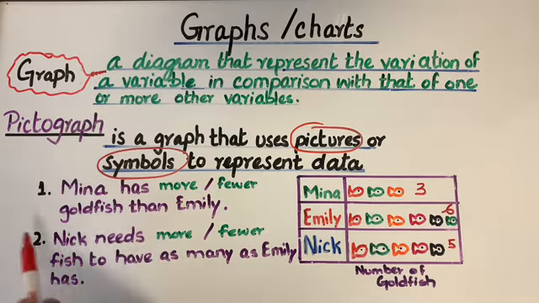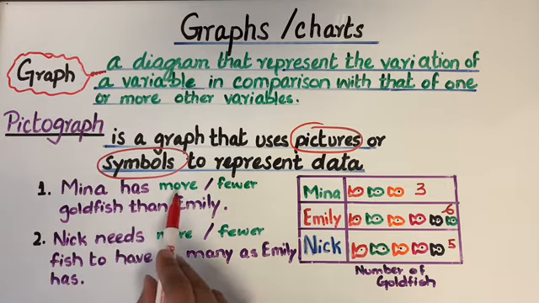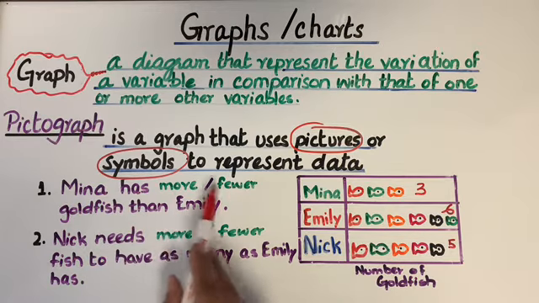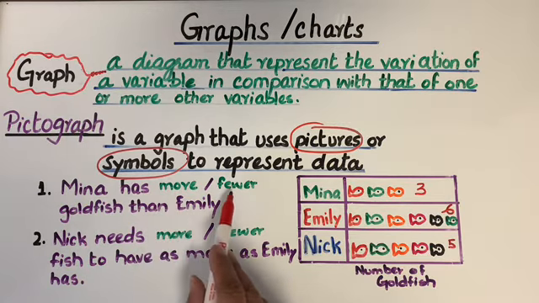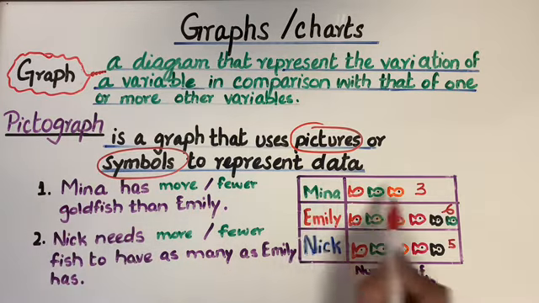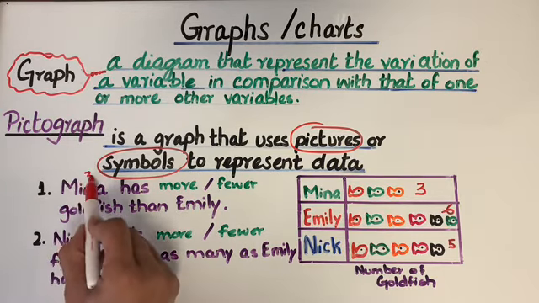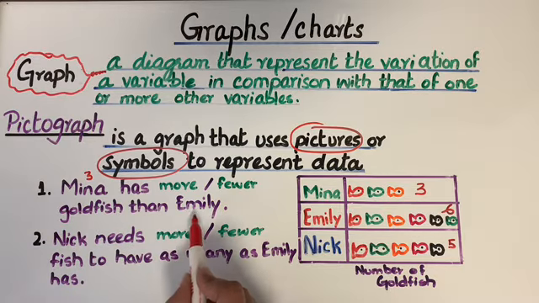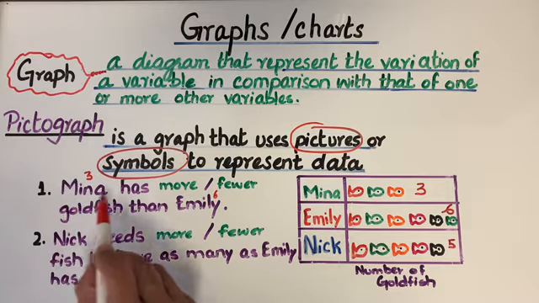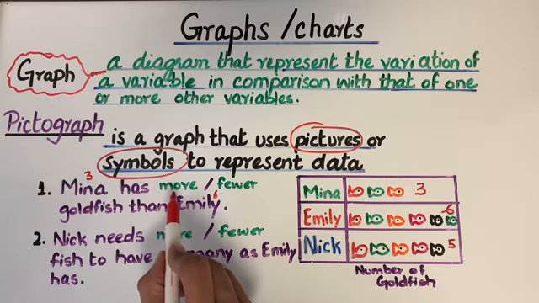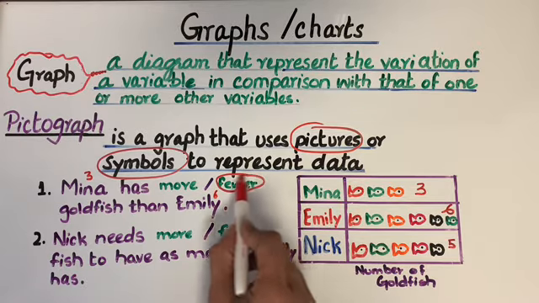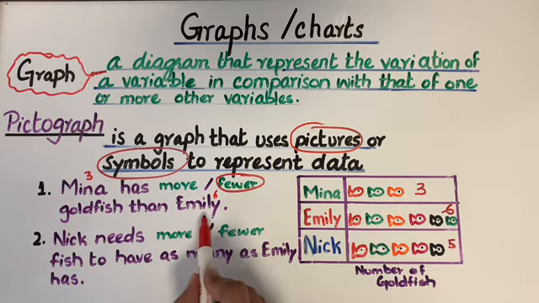The first question is, Meena has more or fewer goldfish than Emily. We have to pick one, either more or fewer. So Meena has how many goldfish? 3. Emily has how many goldfish? Emily has 6. Right. So Meena has more or fewer? Meena has fewer goldfish than Emily.